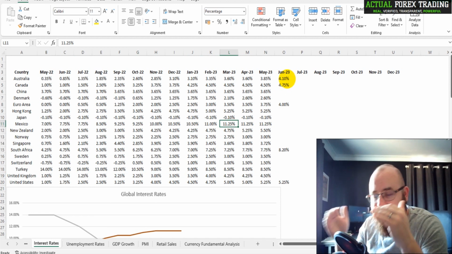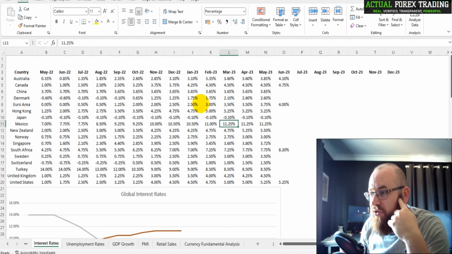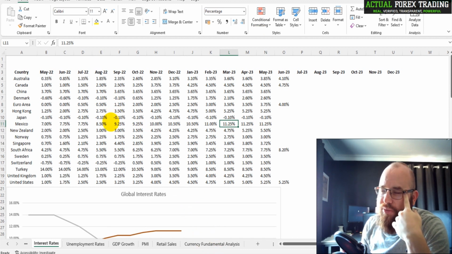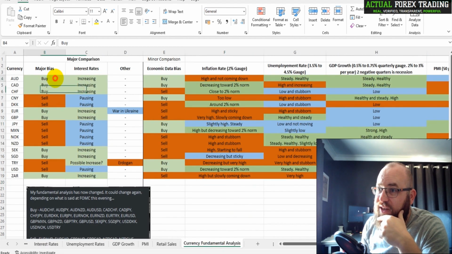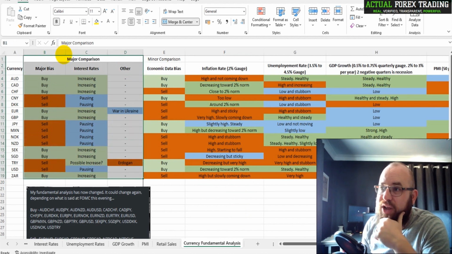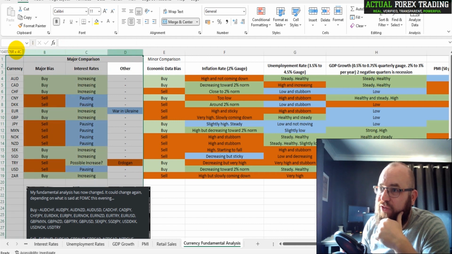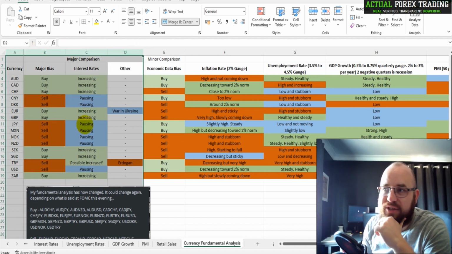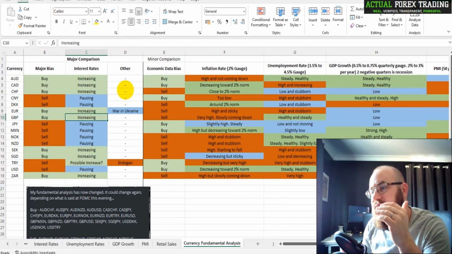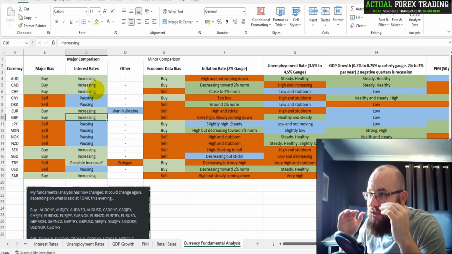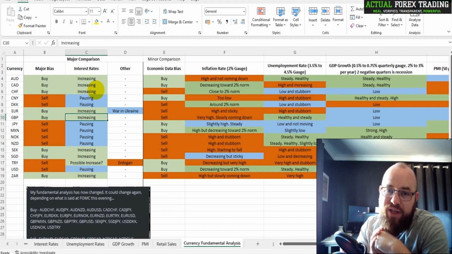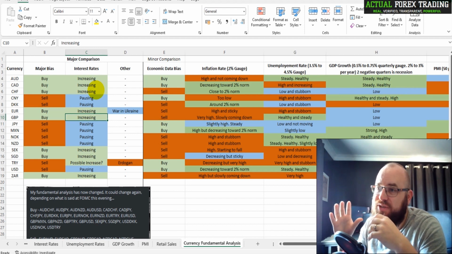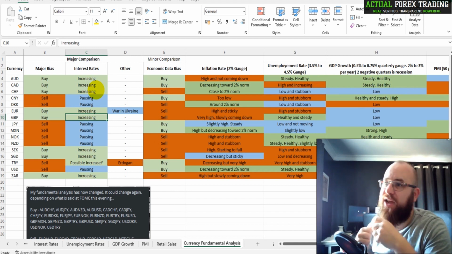Interest rates. Now, what I do is I have another tab on this spreadsheet called Currency Fundamental Analysis, and basically focus on this section only, these 4 columns that I've highlighted. Don't worry about anything else at the moment. These 4 columns are my interest rate analysis and the bias that I can draw from that analysis.